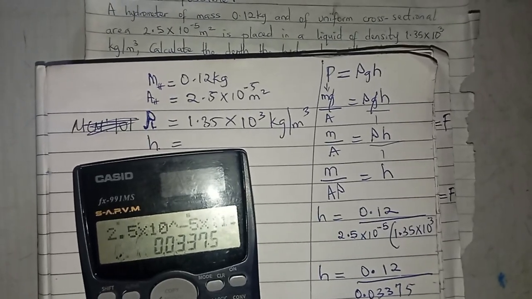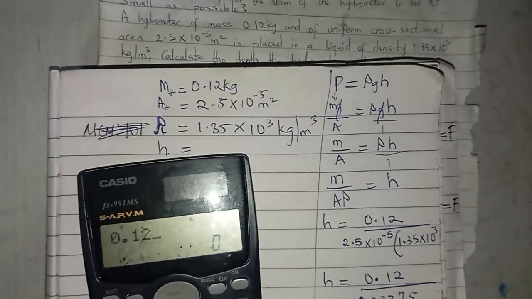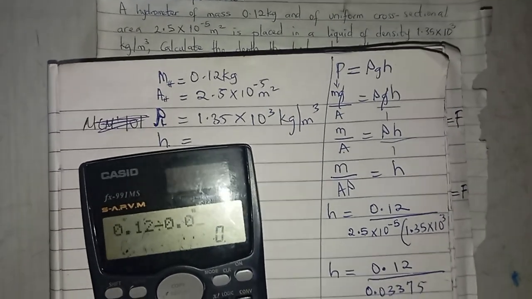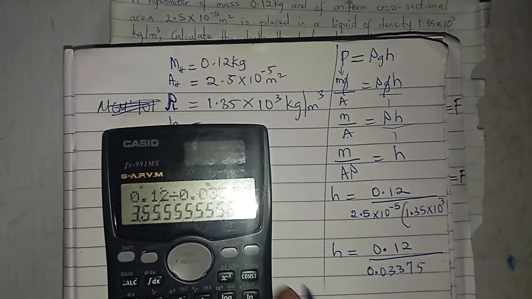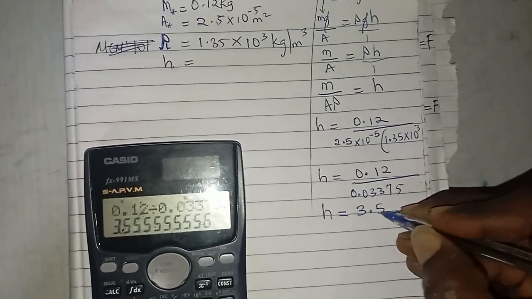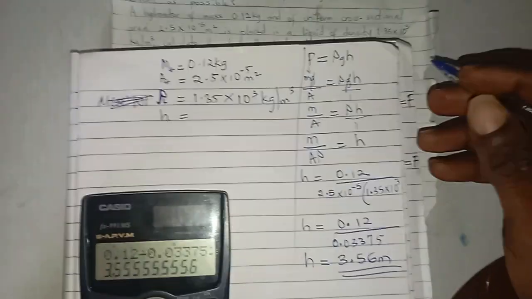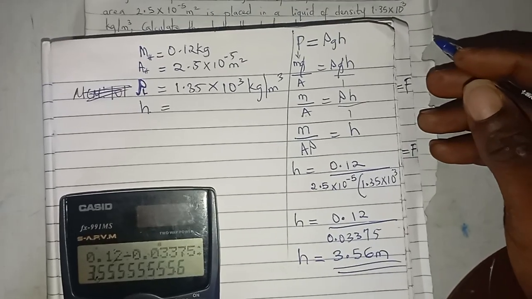So now that I have this, I can now do 0.12 divided by 0.03375. So I now have h to be equal to 3.56, and it is in meters. So that will be the depth. So the depth of the hydrometer will simply be 3.56. So we've noted that.